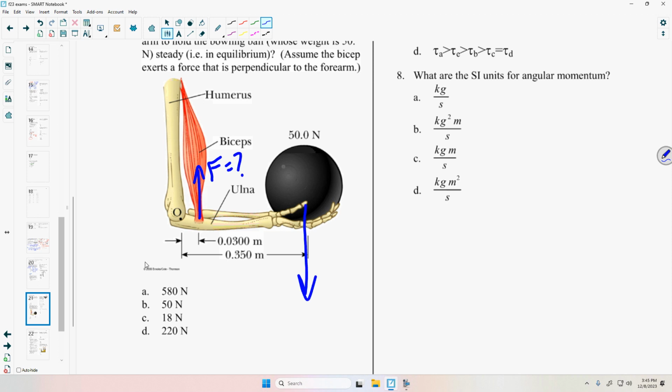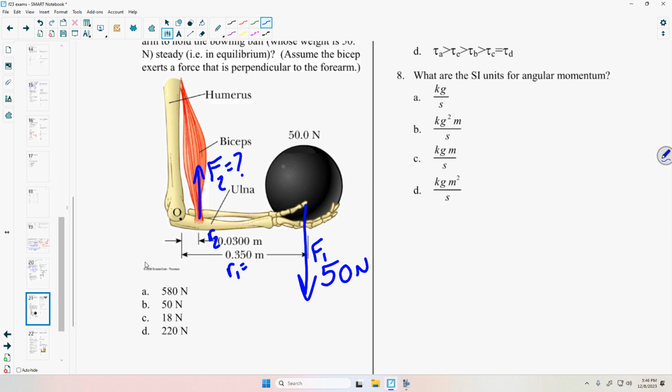I have another force down here that has a magnitude of 50 newtons. This 50 newtons, we'll call this F1, is applied at R1 equal to 0.35. We'll call this F2, applied at R2 equals 0.03. So the moment arm for the insertion point of the bicep is pretty short. That means the bicep has to exert a really big force in order to lift anything substantial, really anything. That's why your biceps get so big, because you need a big force there. Same for your shoulders.